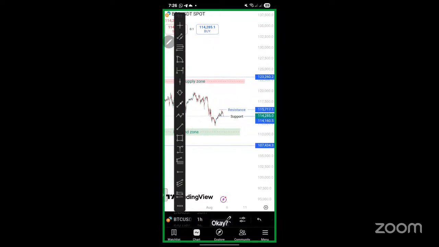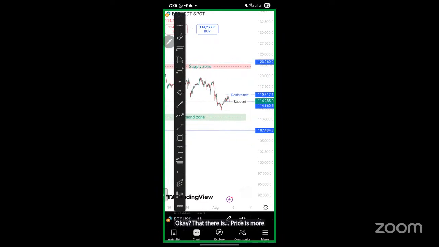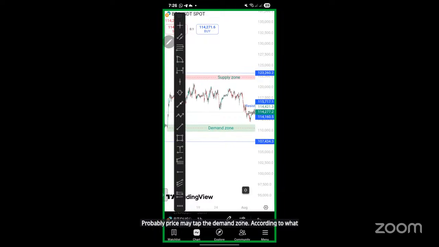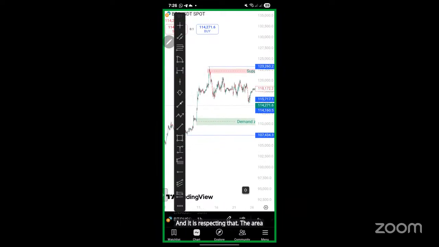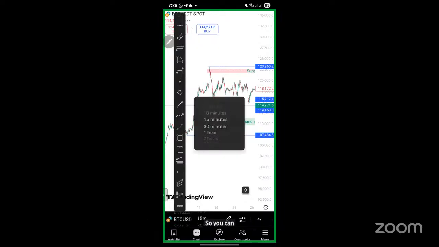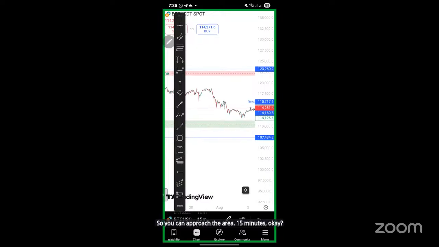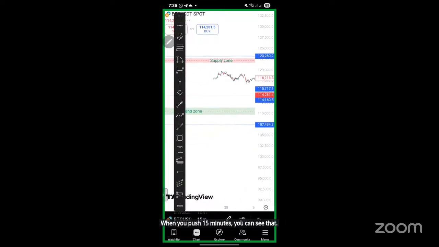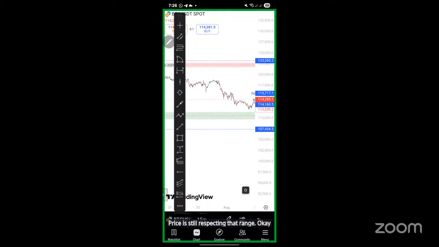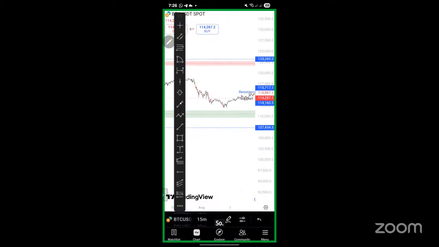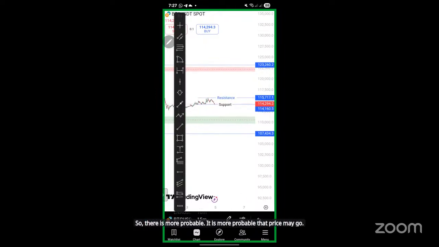Price may tap the demand zone according to what is happening, because price has started moving downwards when you look at the 1 hour, and it is respecting the area of our focus. So you can push the chart to 15 minutes. When you push to 15 minutes, you can see that price is still respecting the range. So it is more probable that price may go down than going up.